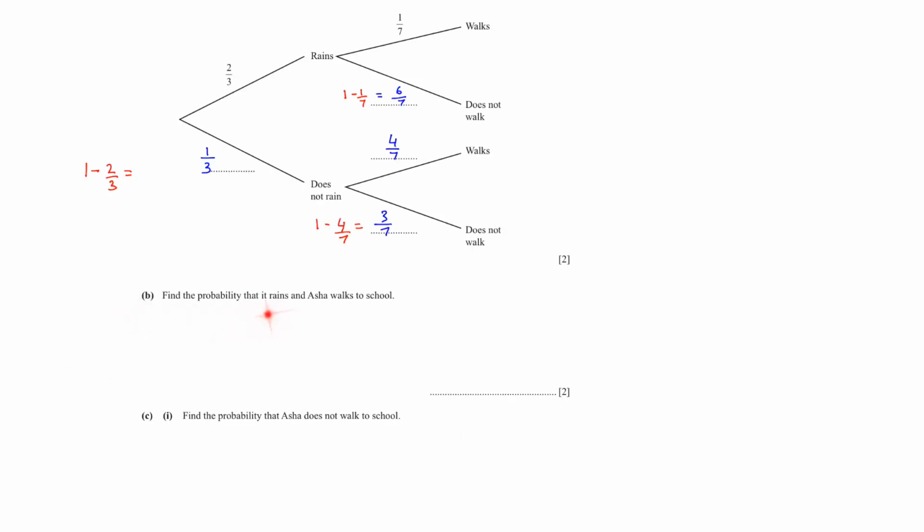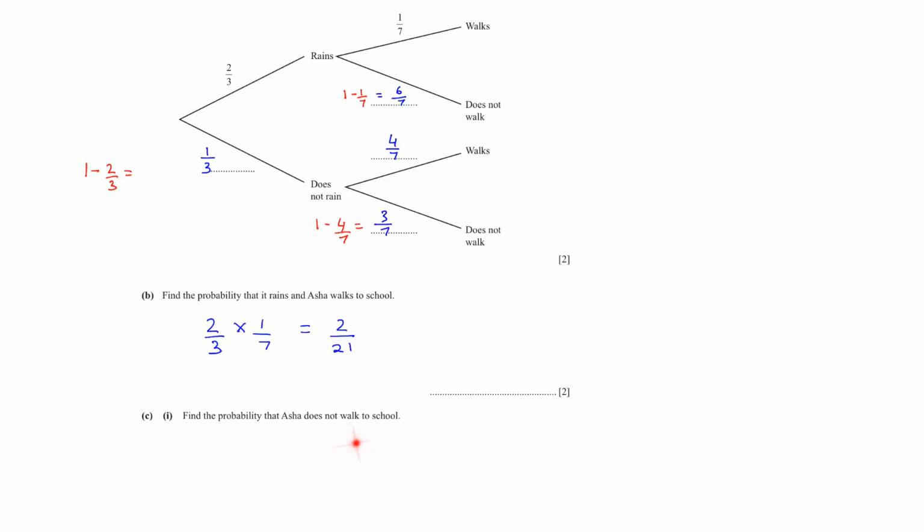Part B, find the probability that it rains and Asha walks to school. So it rains is 2 over 3 times walks to school is 1 over 7. When you go along the branch like this, we multiply. Multiply by 1 over 7 is 2 over 21.